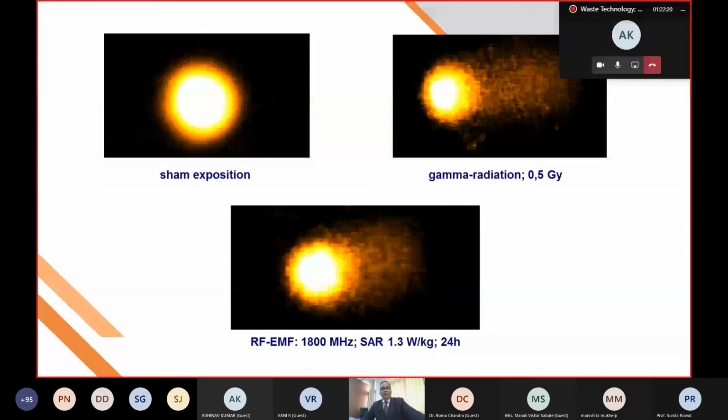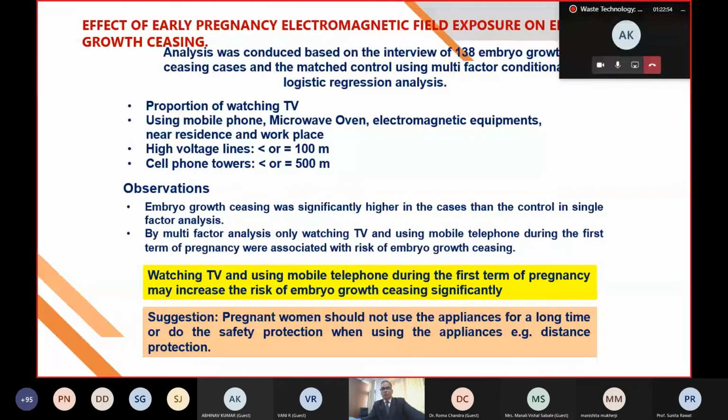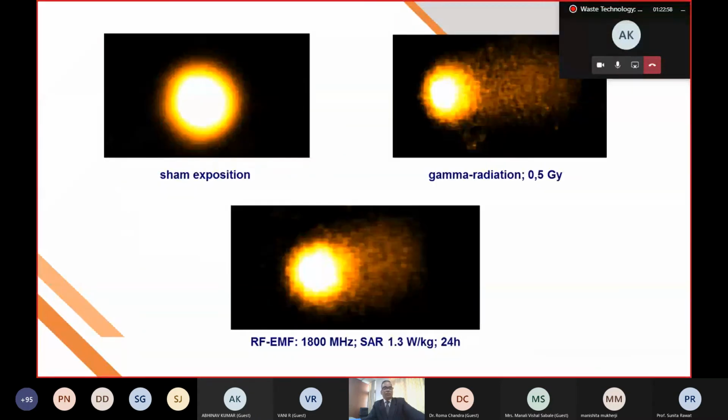SAR is 1.3. This is far less SAR compared to the threshold the regulatory body has made, 4 watt per kg. It is far less than that, for 24 hours, not beyond that even. And you can see the DNA damage; it is comparable to nuclear radiation. So we fear the atomic bomb, but we face the atom bomb every day.